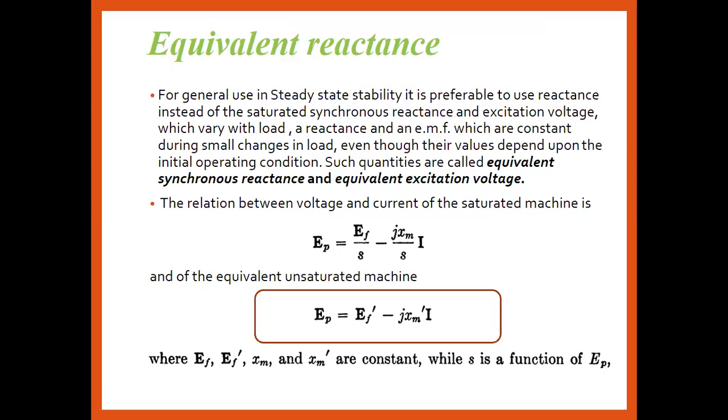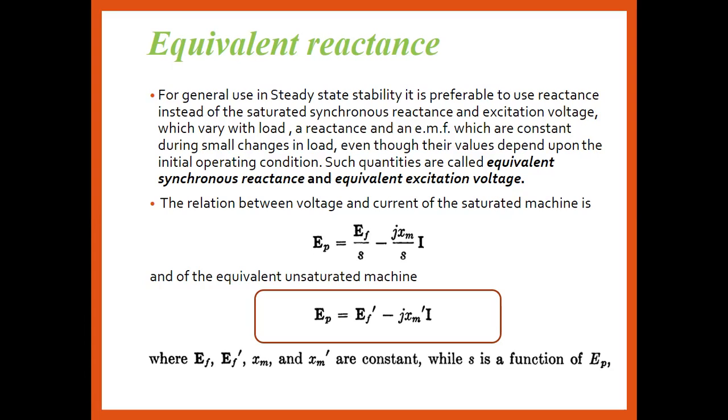Generally, in steady state stability, we prefer to use the equivalent reactance rather than the saturated synchronous reactance and the excitation voltage, which generally vary with the load. Thus, the reactance and the EMF are generally constant during a small change in the load, though their values depend upon the initial operating condition. Such quantities are called the equivalent synchronous reactance or the equivalent excitation voltage.